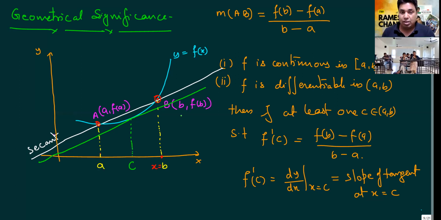So now what is LMVT? LMVT is: if a function is continuous on a closed interval and differentiable on the open interval, then there exists at least one C on the curve y equal to f(x) where the tangent becomes parallel to the line segment AB. Any doubt? No, sir. So let's understand by an example.